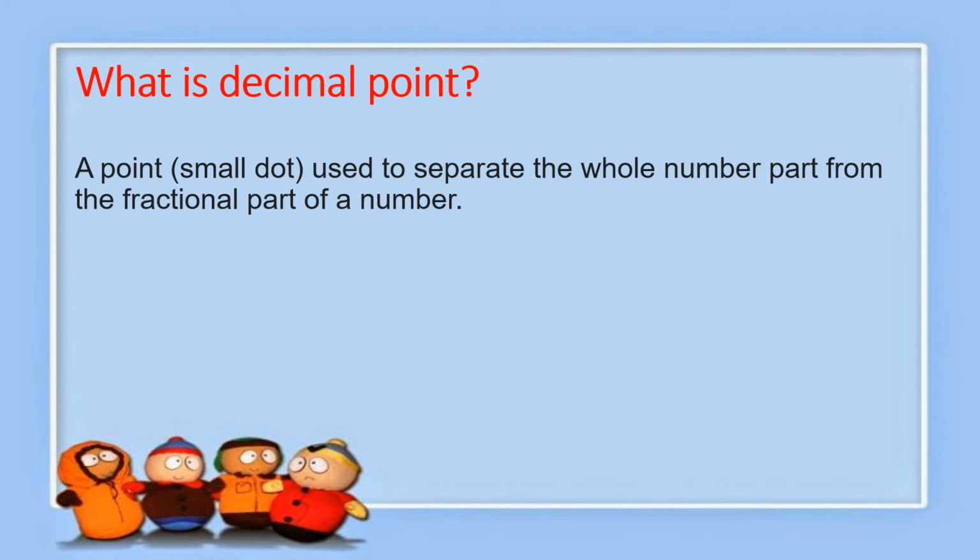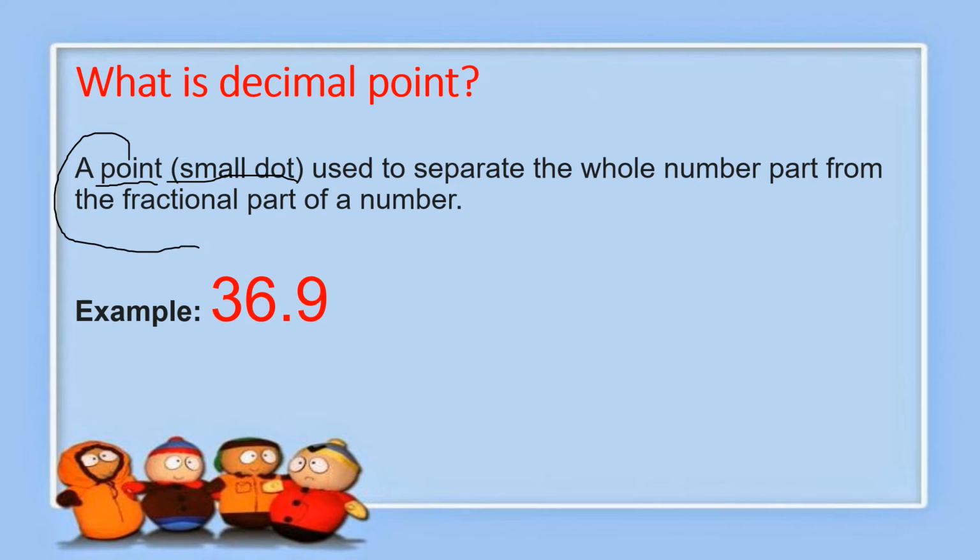How about decimal point class? Do you have any idea what is the meaning of decimal point? When we say decimal point, a point or small dot. Okay, let's take a look on this one. So it says here, a point or small dot used to separate the whole number part from the fractional part of a number. So point or small dot refers to this one. Okay, therefore this is what you call decimal point, and we are going to read that one as point.